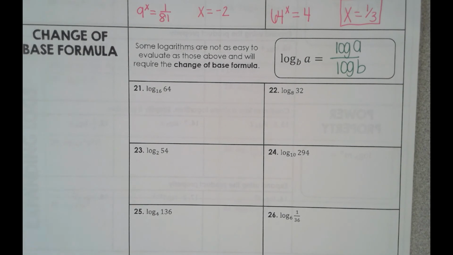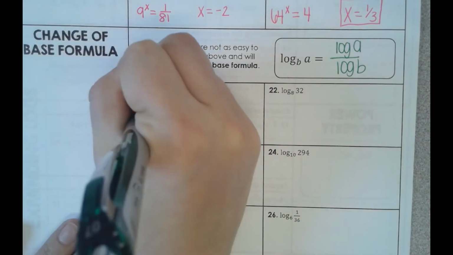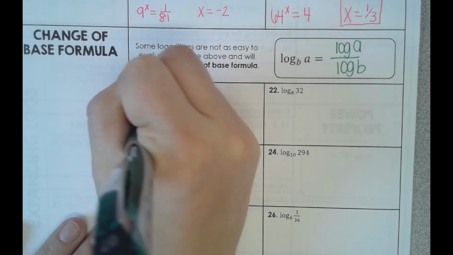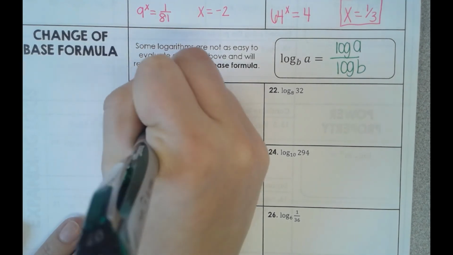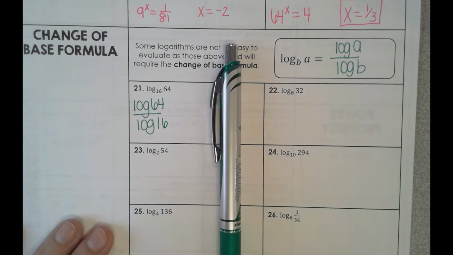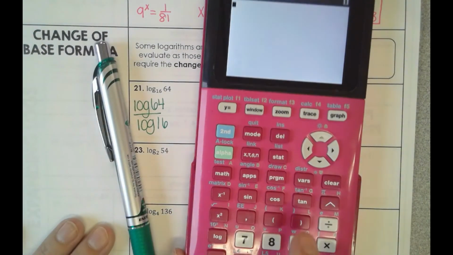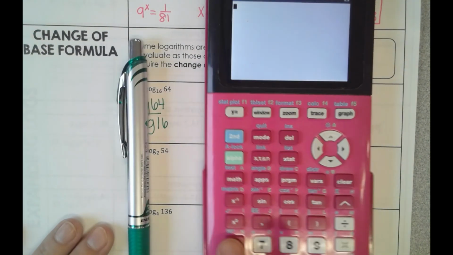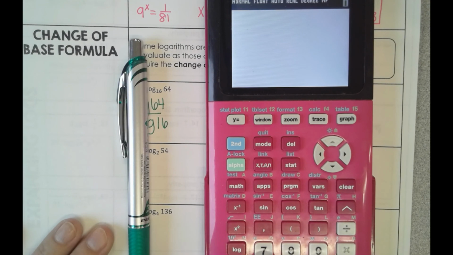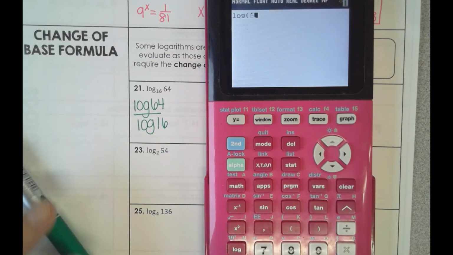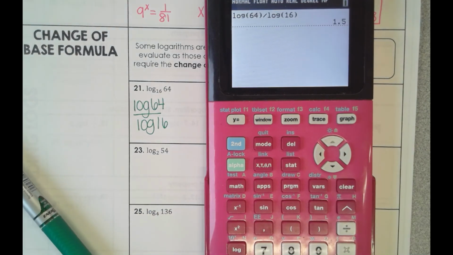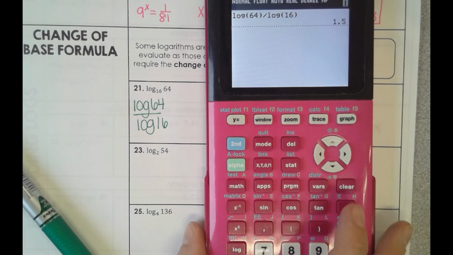So number 21, we could just type in log of 64 divided by log of 16. And so in your calculators, that log button, this is the base 10. It's right by the 7. So log of 64 divided by log of 16. Make sure you close your parentheses. And you get 1.5.